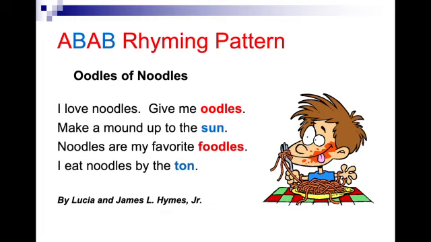So you can see our lines ABAB with lines 1 and 3, oodles and foodles, having that rhyming pattern, and lines 2 and 4, sun and ton, having a rhyming pattern.